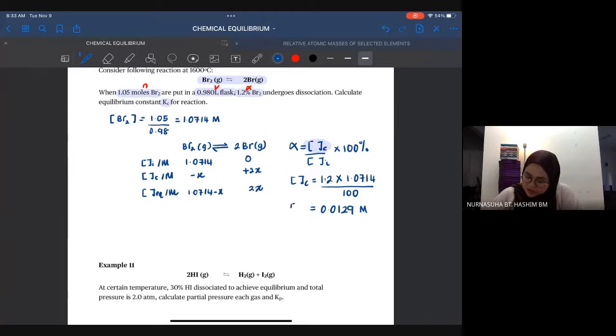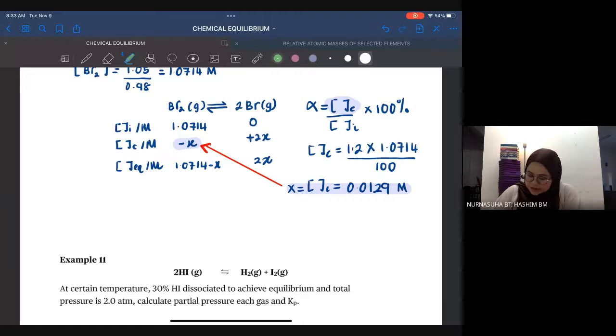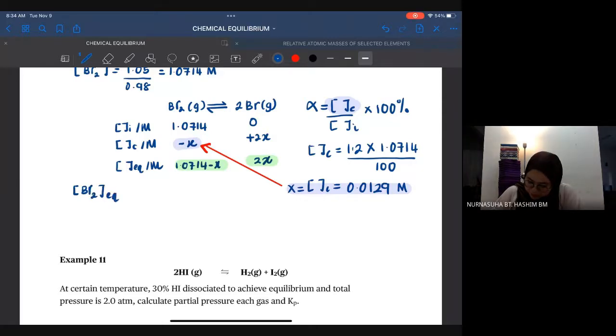So, kita tahu change of concentration ni samalah dengan X. So, means that here, kita dah tahu, we know the X value. Cuma yang kat situ ada negatif. Nanti kita tambah sajalah negatif. Okay, so nak cari Kc, in order to find out Kc, you kena tahu nilai dua ni. So first, let's find out concentration of bromine at equilibrium, which is 1.0714 minus X. Kita dah tahu nilai X tadi.